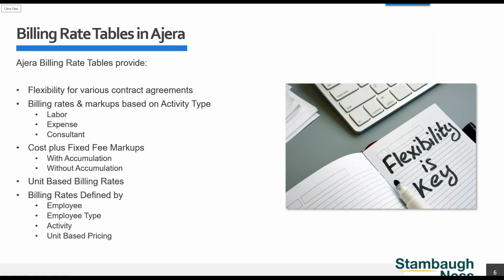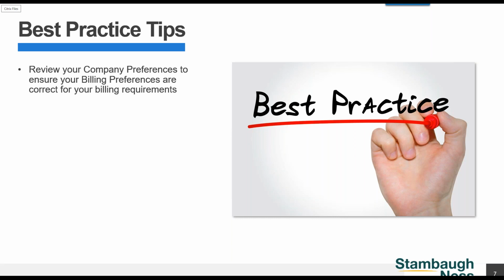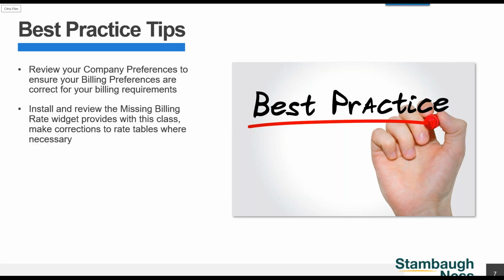So I'm just gonna finish us up here and do a quick summary in our last few minutes together. There we go, I can get my PowerPoint to work. So best practices tips that we covered today: review your company preferences, and ensure your billing preferences are correct for your billing requirements. Make sure you check those expense and consultant tabs. That's where we see a whole lot of challenges. Install and review the missing billing rate widget that you'll be receiving with this class. I can't load that in the GoToWebinar, so our marketing team will send that out with the follow-up email. Please be sure to look at those instructions.